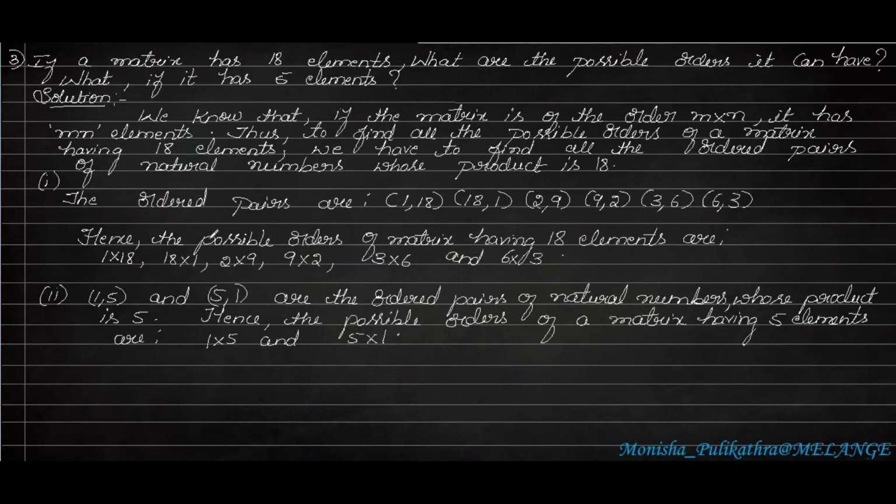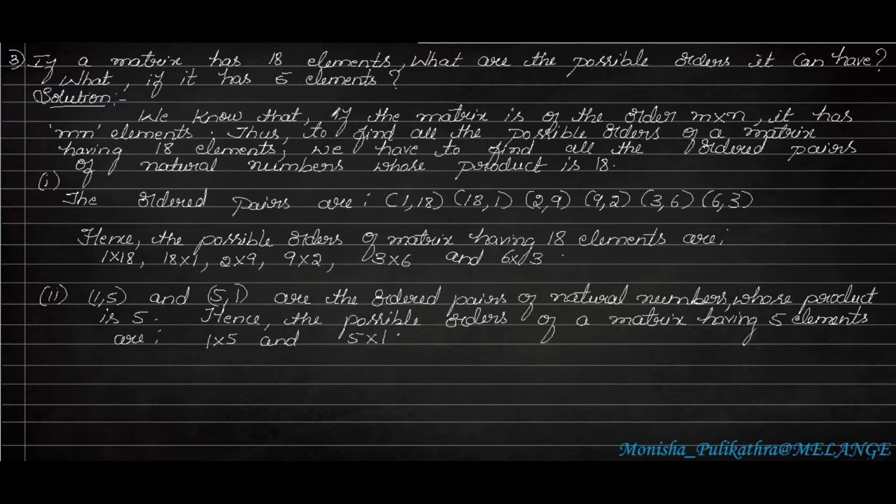Moving on to the third problem, which is exactly similar to the second one. Here, if a matrix has 18 elements, what are the possible orders it can have? And what if it has 5 elements? First, we have to find the number of orders for 18 elements. Next, the number of orders for 5 elements.